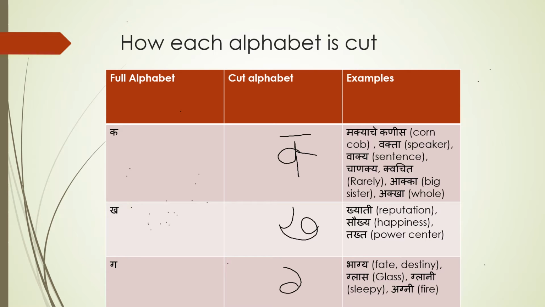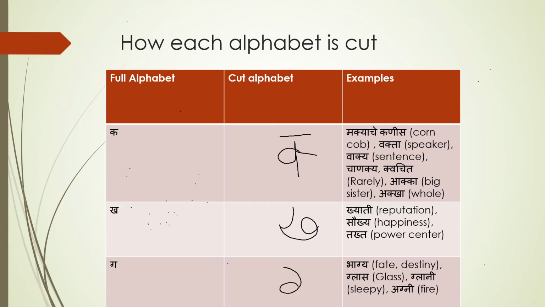Makyache kanis. The K is pronounced short and half along with Y. Vaktaa, vaakya, Chanakya, kvachit, akka. K is pronounced only half in this case.